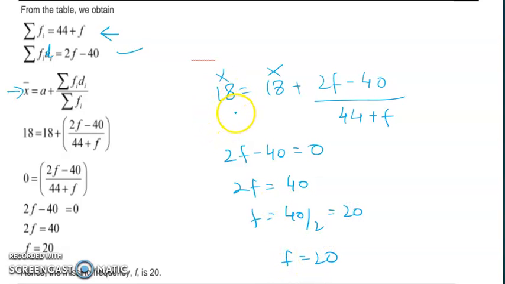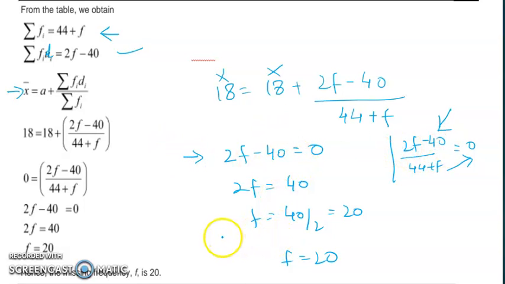I hope you're clear with the calculation, students. This will be 18 minus 18 is 0, right? See, 18 minus 18 is 0. This means 2f minus 40 upon 44 plus f is equal to 0. Cross multiplied, it will be 0, so you will be left with 2f minus 40. So 2f minus 40 is equal to 0, and then you've done the calculations. I hope it is clear, students. In this way you can complete the question.